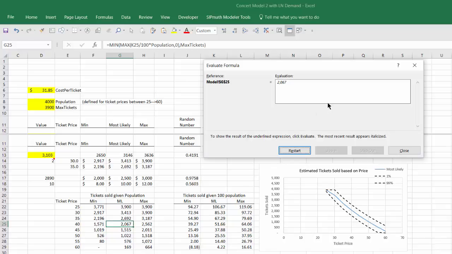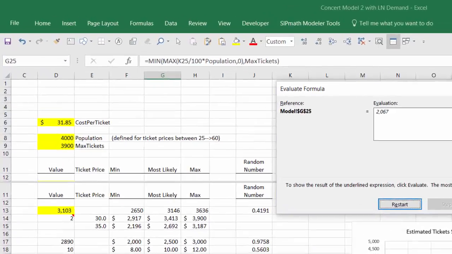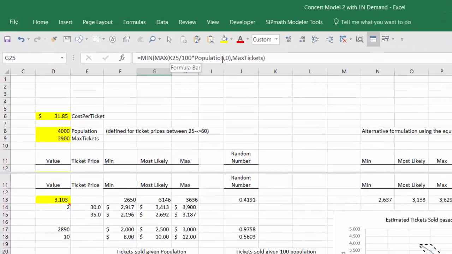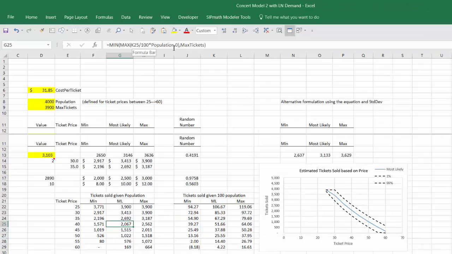So what's that max ticket? It represents the maximum occupancy of our building, so it can never be more than 3,900. You'll also notice in this equation I have a max of this proportioned number and 0. Never have negative attendees. So here we've got a 0 even though this is a minus number. So this represents how many tickets would be sold, minimum, maximum, and most likely at these various ticket prices.